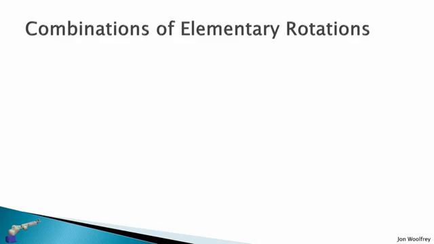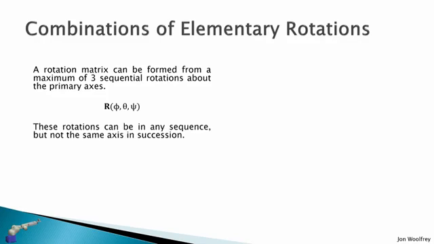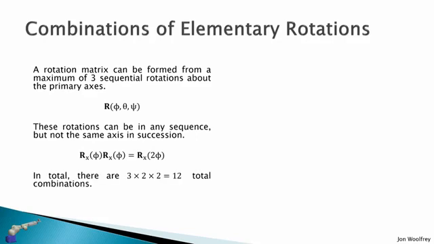So we can make combinations of these elementary rotations. So a rotation matrix can be formed from a maximum of 3 sequential rotations about the primary axes. That is, we have the rotation matrix as a function of phi, theta, and psi. These rotations can be in any sequence, but not in the same axis in succession, because if we just take a rotation about x twice, then this is just 2 phi. So this is redundant information. In total, there are 3x2x2, which equals 12 combinations of these rotations.